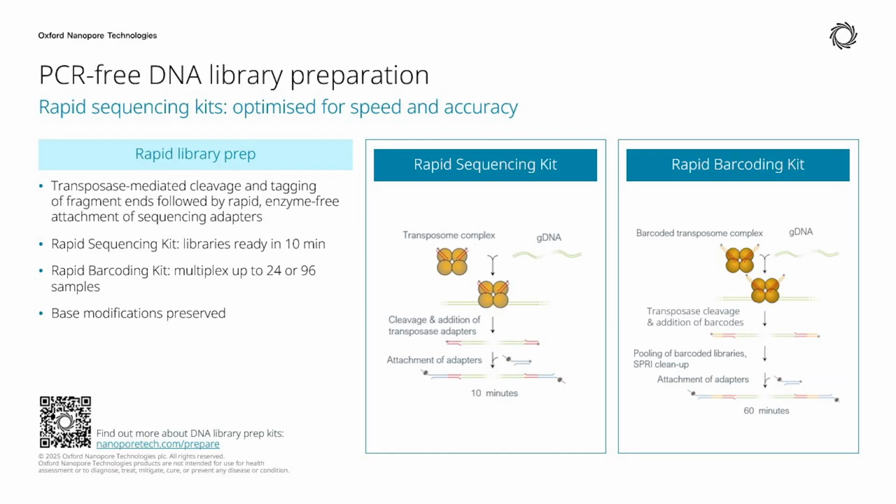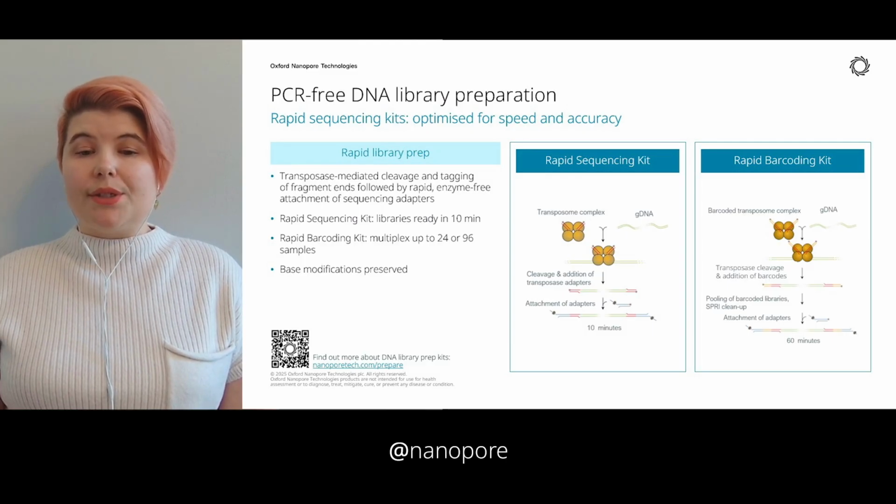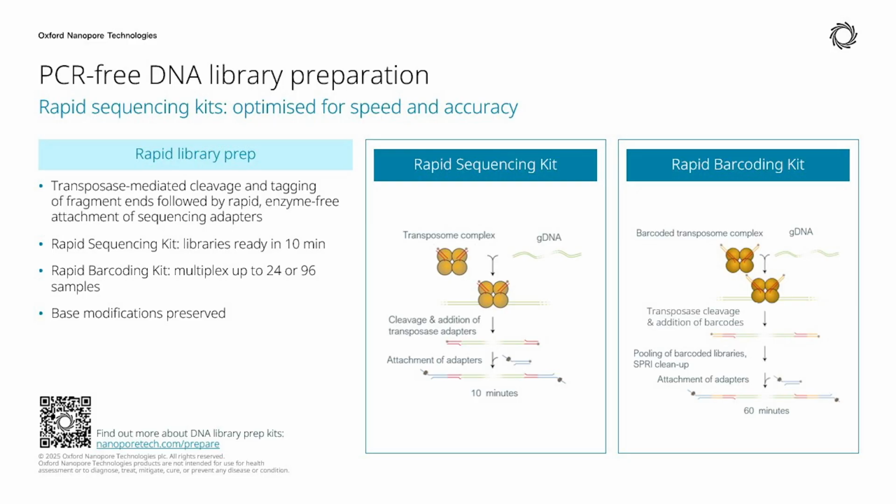The same transposase chemistry is also used in the rapid barcoding kits, which enables multiplexing of up to 96 barcoded samples. Here, barcodes are attached to the DNA molecules by a barcoded transposase complex in the first step of preparation. These barcoded samples are then pooled and spray cleaned prior to attachment of adapters. The preparation time for rapid barcoding takes up to 60 minutes, depending on the number of samples you wish to multiplex.